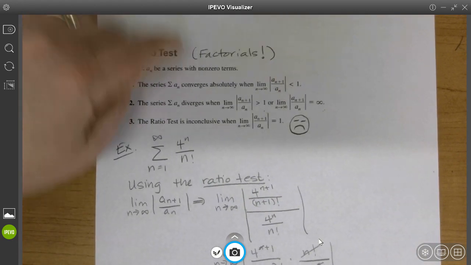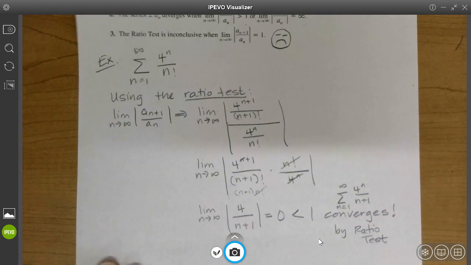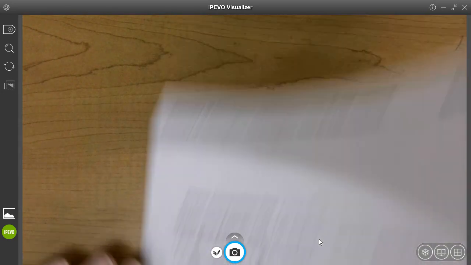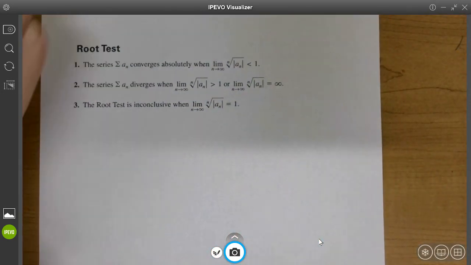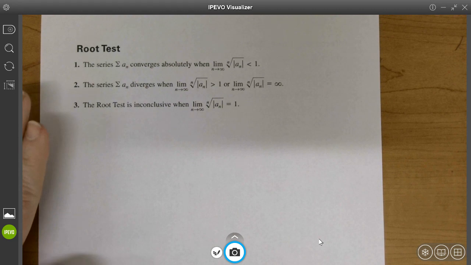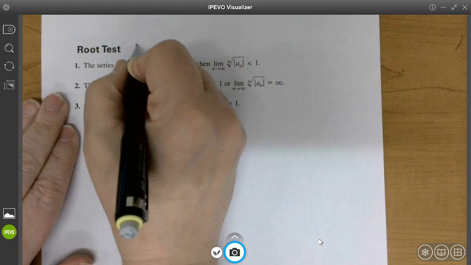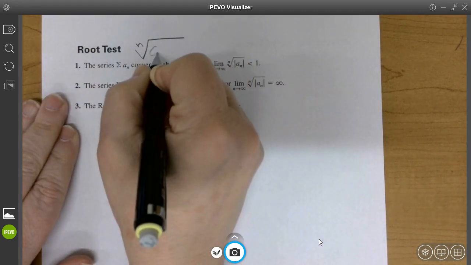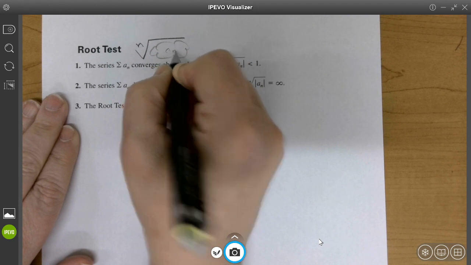But typically I use these when you see factorials. Okay, next one is the root test. This one is not used very often, and the root test is just what it implies. You're going to take the nth root of whatever your a sub n is, okay?